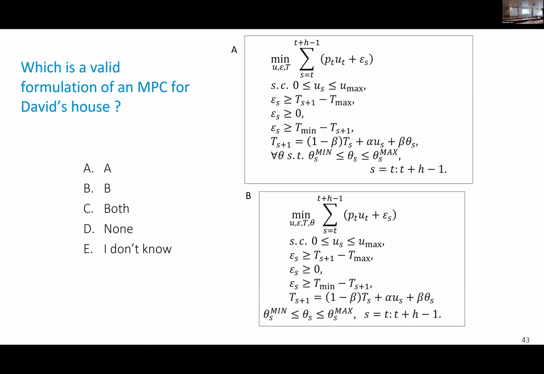Voila, so let's terminate with 1 or 2 quiz. What is now a valid formulation for an MPC of David's house? Given all the flexibility we have in defining max and sum and everything, which, if any of the two, is a valid MPC formulation for David's house, for the heating system that we have considered so far.